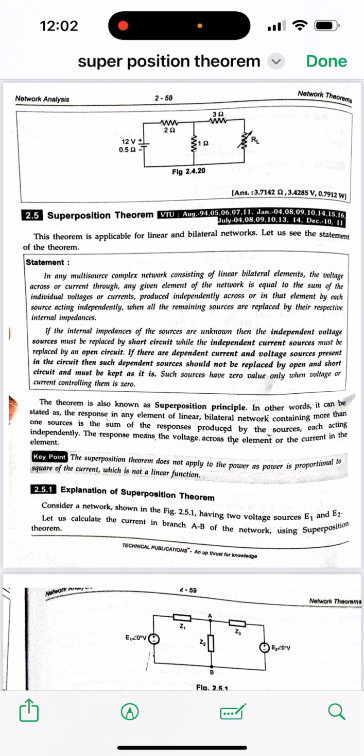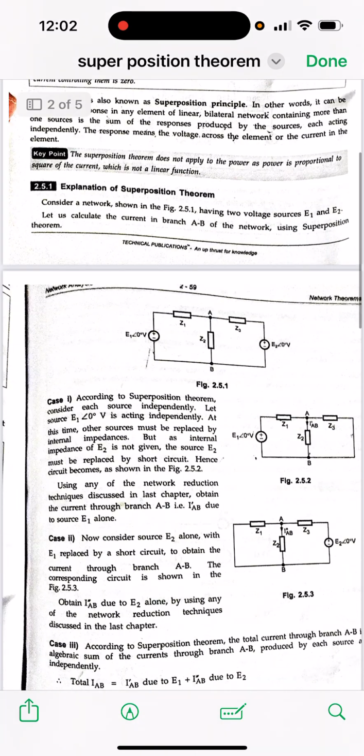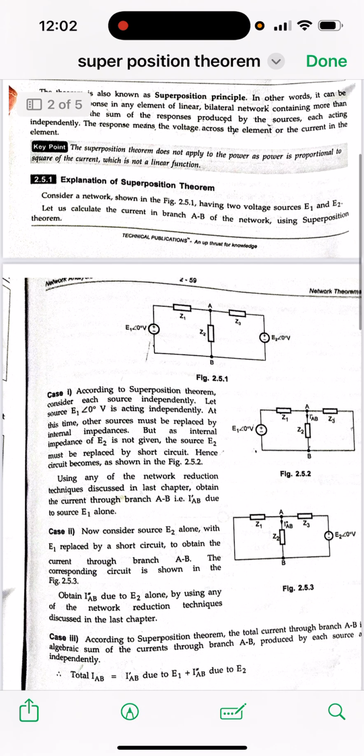So hi students. Today we'll be discussing the superposition theorem. This is one more question which they normally ask in the final examination, and it is much simpler compared to Thevenin or Norton, or whichever it is.